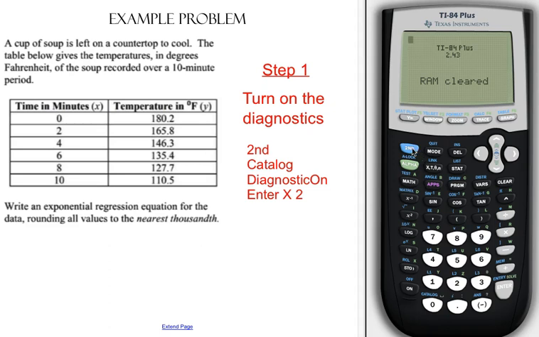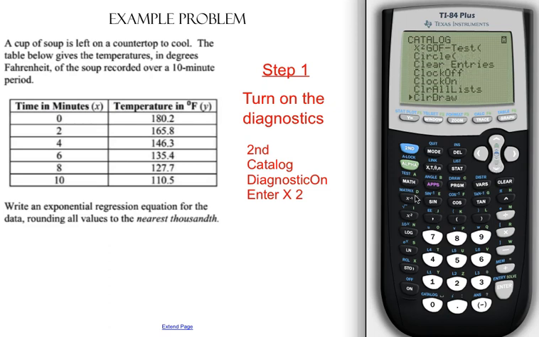So what we're going to do is press the second button and then catalog, so that's second 0, and this brings up everything that's there. And we want to find the instruction diagnostic on. Now I can scroll through all of these, or if I just see where the green D is right there, if I hit that, it'll take me right to the D's, and I am looking for diagnostic on. So now I'm going to hit enter once and then enter again, and I've now turned that on.